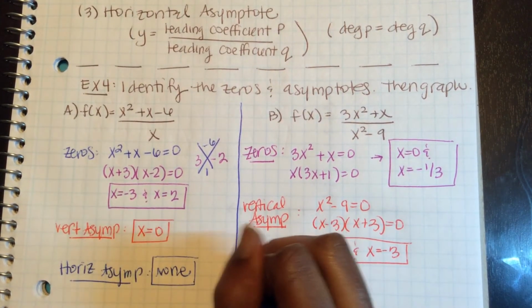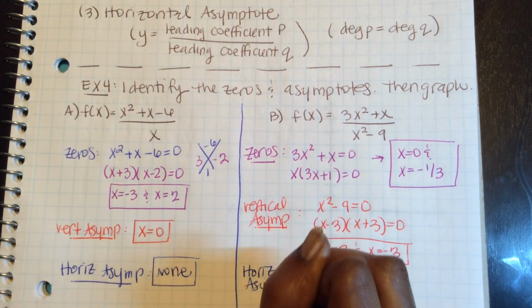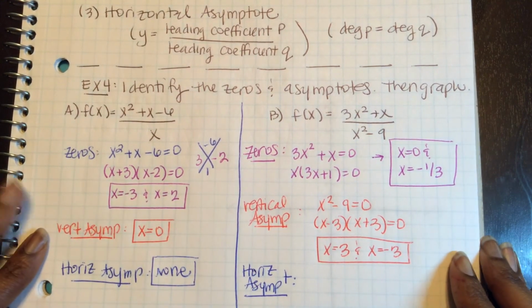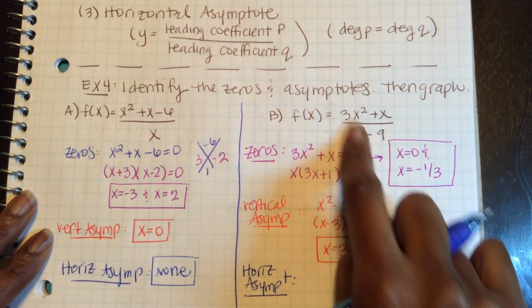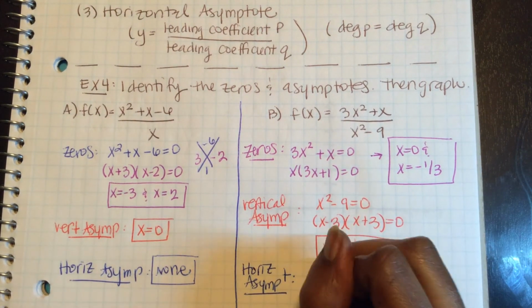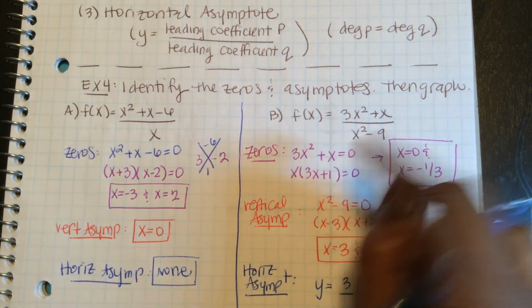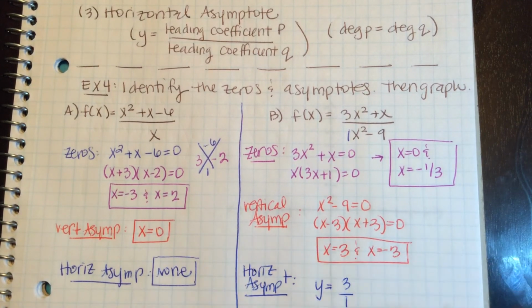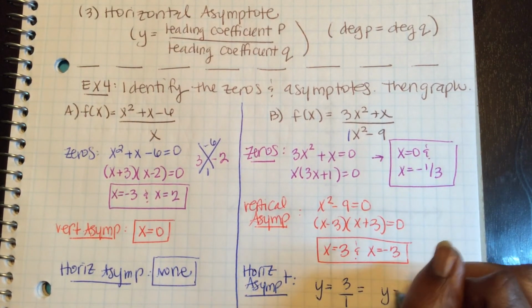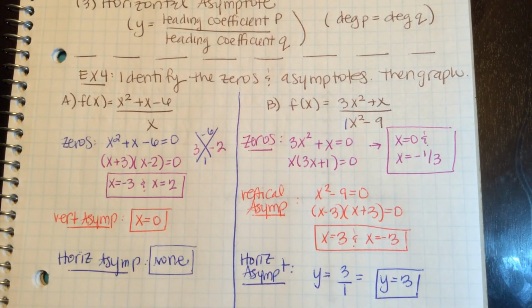So now for my horizontal asymptotes, I need to check the degree of p and q. Well, the degrees are the same. This degree is 2 and this degree is 2. So my asymptote is y equals the leading coefficient here, which is 3, over the leading coefficient here, which is 1. So my horizontal asymptote is y equals 3. So looking for vertical and horizontal asymptotes are a little different in this case. All right, we'll practice this tomorrow.